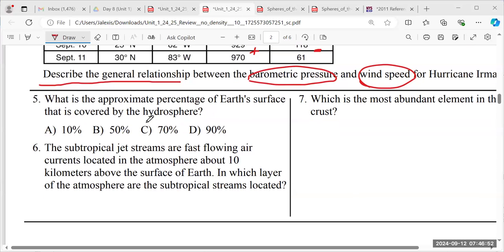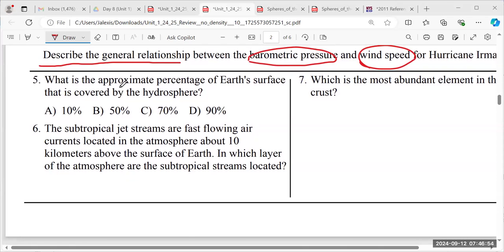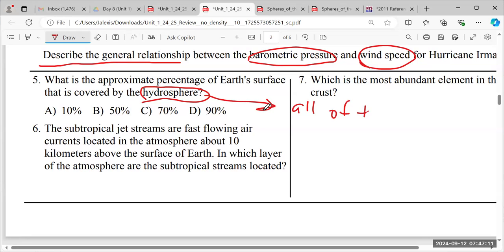All right, number 5. Number 5 says, what is the approximate percentage of Earth's surface that is covered by the hydrosphere? So remember, what does a hydrosphere mean again? Hydrosphere represents all of the water on Earth's surface.